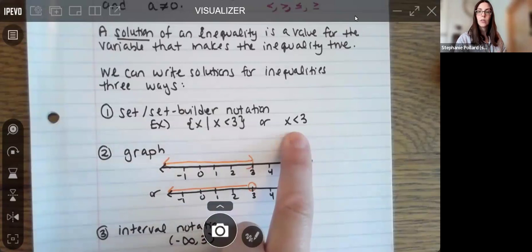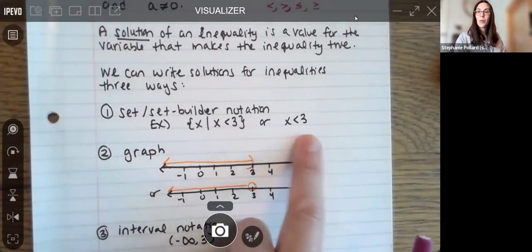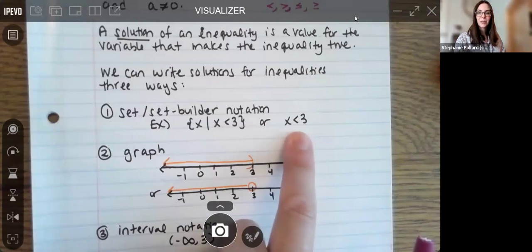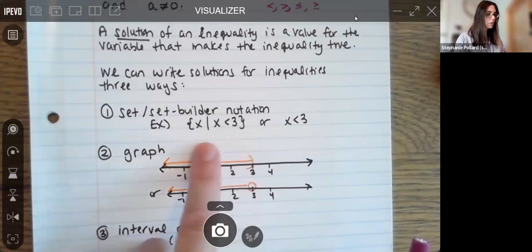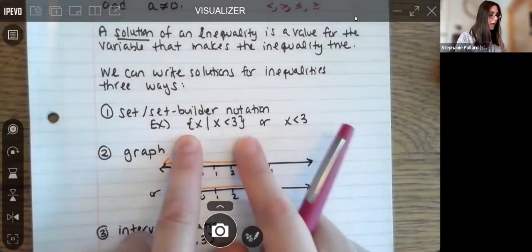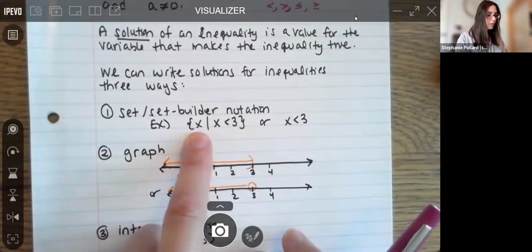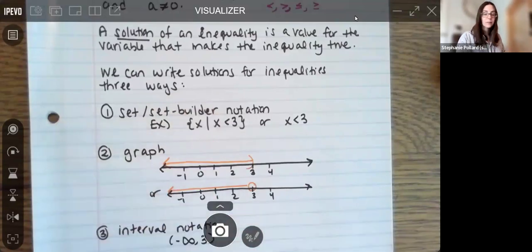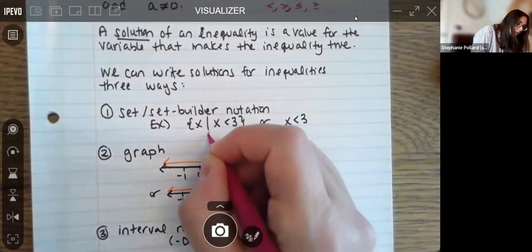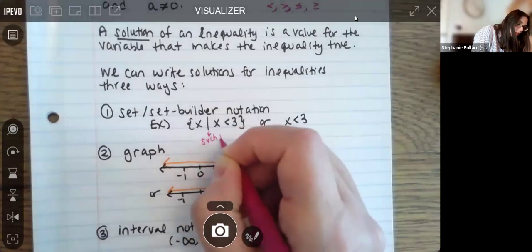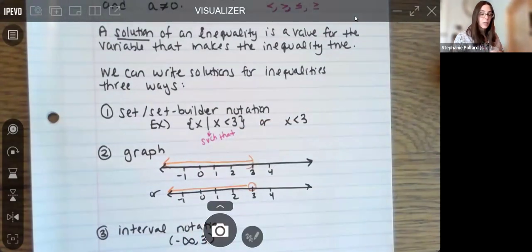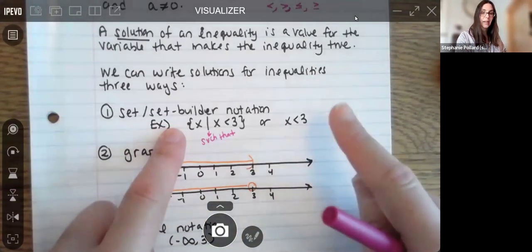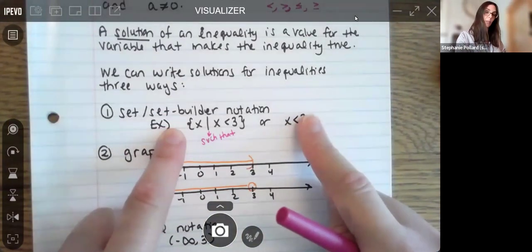I just have an example here where the solution is x is less than 3. This is the more informal way that we write it when we're solving. You'll see that this will be our final answer, but this is the more formal notation. So we use those squiggly bars for a set. We list the variable here, and then this vertical line means such that. So it says x values such that x is less than 3. So these both mean the same thing. This is just more informal or casual. This is more formal.